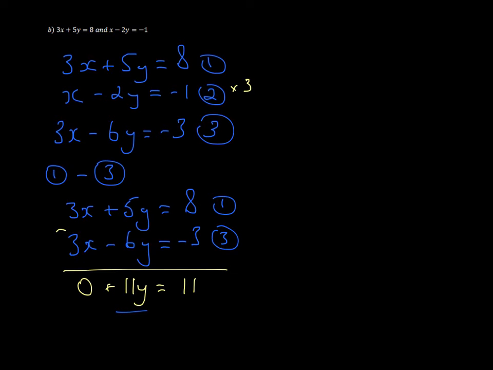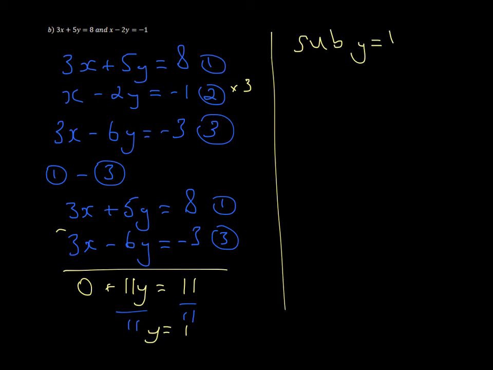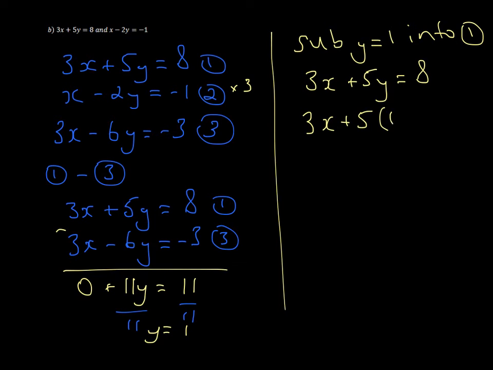So you can see again we're going to divide by 11. We get that y equals 1. Once again y equals 1. And we're going to substitute y equals 1 into, let's say, equation 1. So I'll rewrite it, 3x plus 5y equals 8. So 3x plus 5, we're saying we found that y is 1, equals 8.